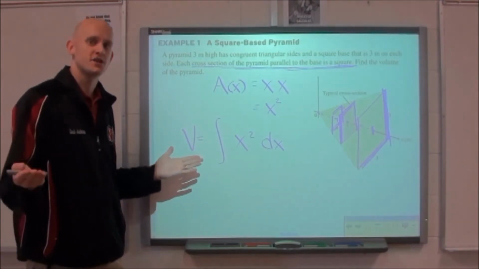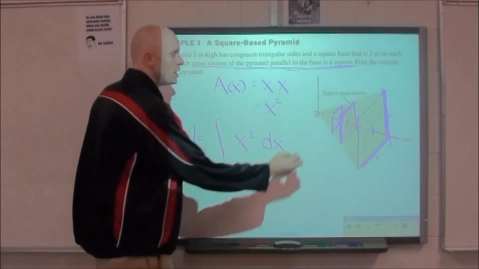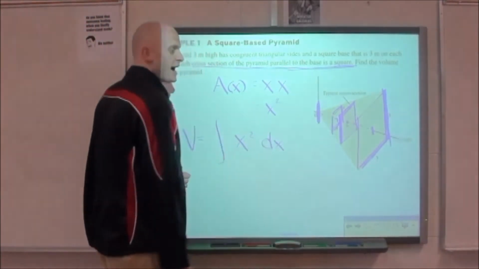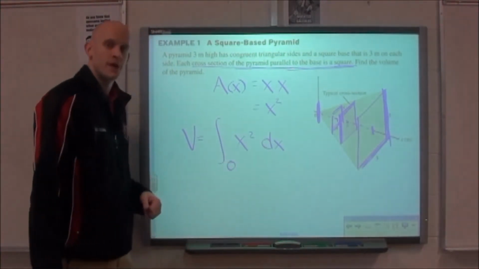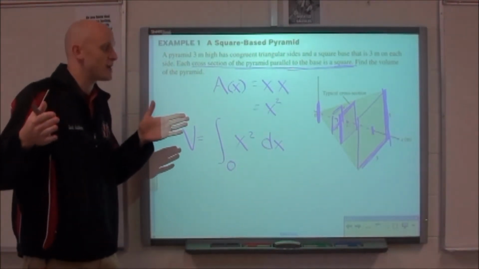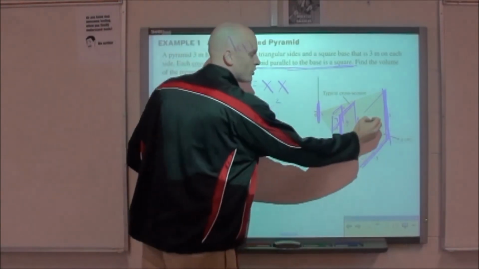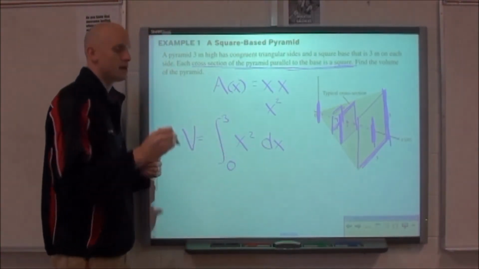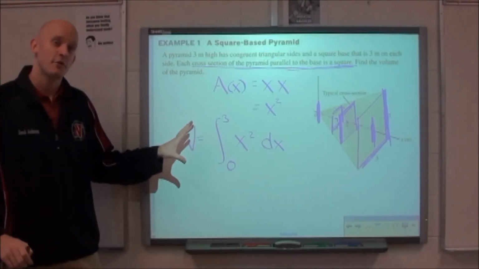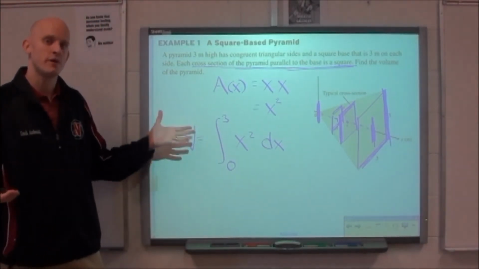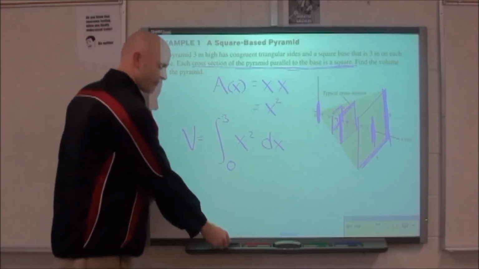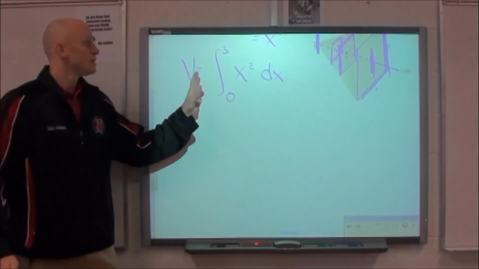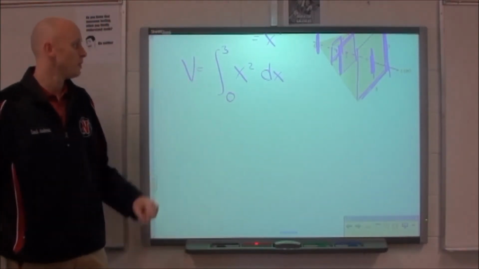The only other thing we need is the upper and lower limits of integration. Well, how many cross sections do we have? We have an infinite amount, but we start at x equals 0, and we know our pyramid is 3 meters high. So we're summing them up to the x value of 3. This definite integral is simple to find once we have it set up using the fundamental theorem of calculus.